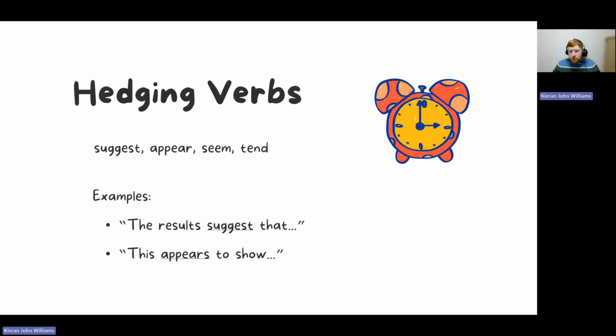Now, another useful strategy is to use hedging verbs. These include verbs like suggest, appear, seem, and tend. So, for example, you might say that the results suggest that. Instead of making a direct claim, you're making a softer, less certain, less definite claim. These verbs signal that your interpretation is based on evidence, but still open to the idea of further discussion or alternative explanations.